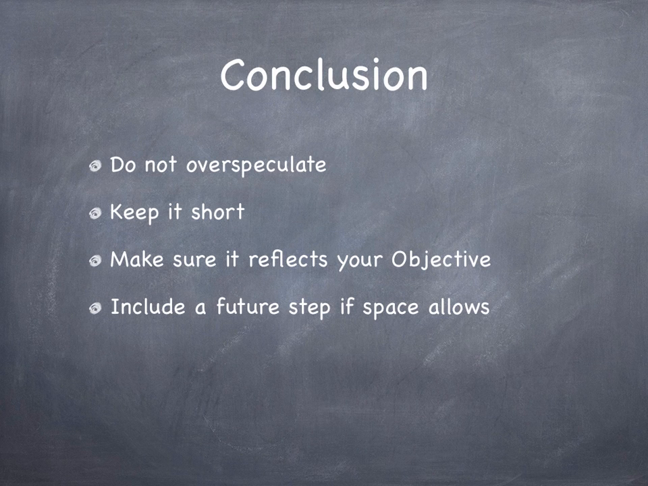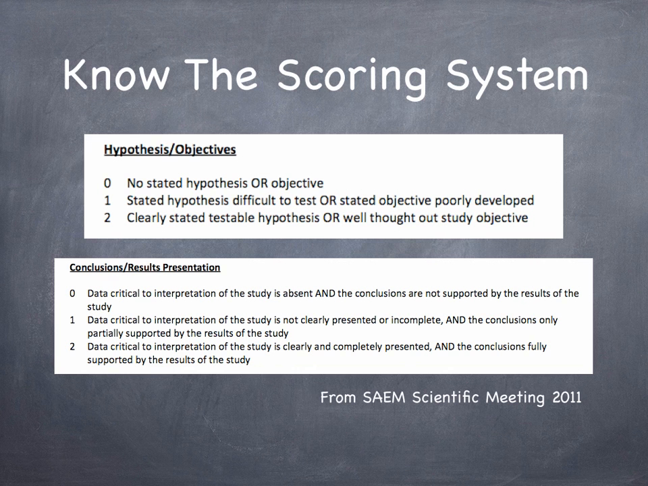Now, getting an abstract accepted to a meeting takes practice and a little bit of gamesmanship. In other words, you need to know the rules. Many meetings use an objective scoring system for determining which abstracts make it in and which ones do not. So if you know how something will be scored, that will give you an advantage to include the right information and use the right language in your submission. Included here is an example of some of the scoring guidelines for the annual SAEM scientific meeting. For instance, not stating a hypothesis or objective results in a score of 0 for that category.